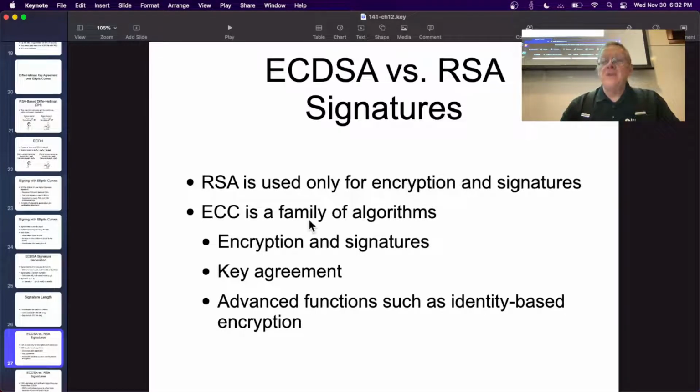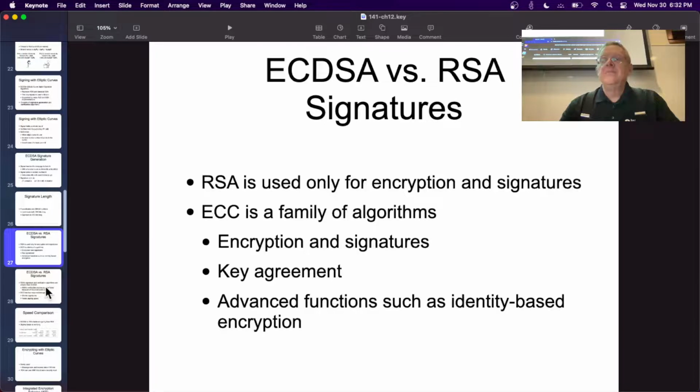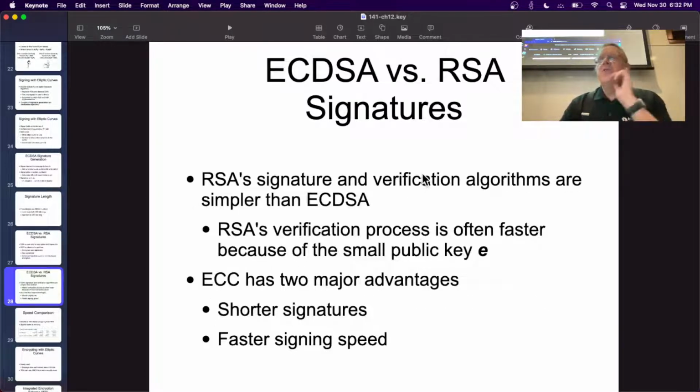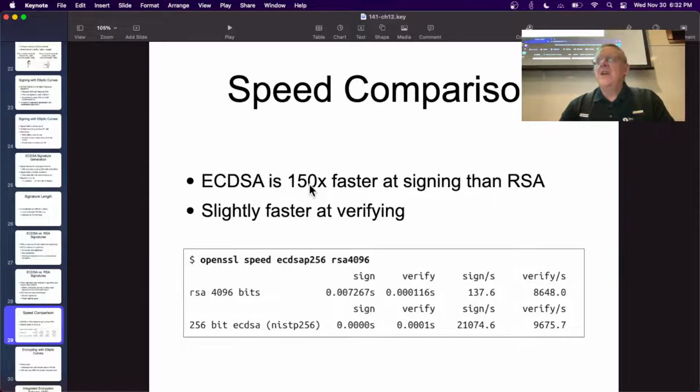All right. So RSA is used for encryption and signatures. ECC can do many things: encryption, signatures, key agreement, and identity-based encryption. It has more features. And RSA's signature and verification are simpler than elliptic curve. And RSA's verification process can be faster if you have a small public key e. But ECC is faster at signing and has shorter signatures. So there's a measurement, I think, of time here. Yes, elliptic curve is 150 times faster at signing than RSA and somewhat faster at verifying. So that's why it saves everybody a lot of CPU time.